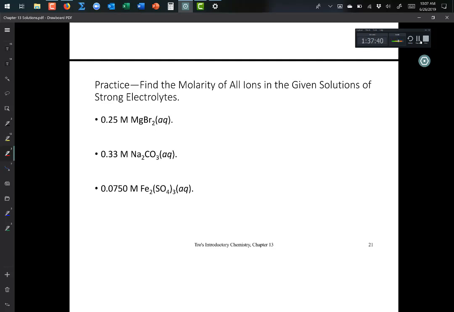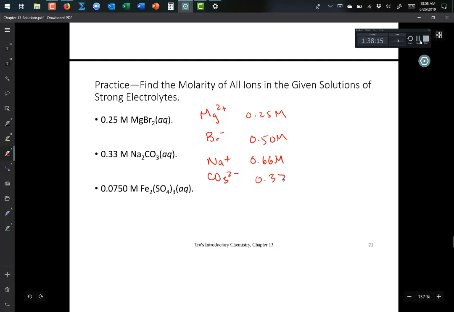Okay, what do we do for the first one? How much magnesium? Yeah, so it's 0.25 molar, because it's 1:1. The bromide, 0.50 molar. What about sodium? What's that one going to be? It's 0.66. Carbonate? Yeah, 0.33. Iron? That's iron 3 plus.